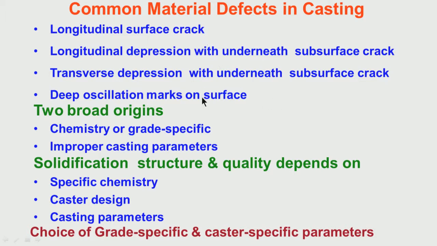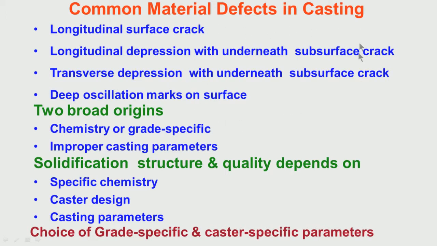So if you have these surface defects on the casting, and if you are rolling it to the final product, then it will be easier to correlate. If you do not have these surface defects, but you have subsurface defects, then sometimes it is difficult to correlate where it is coming from.